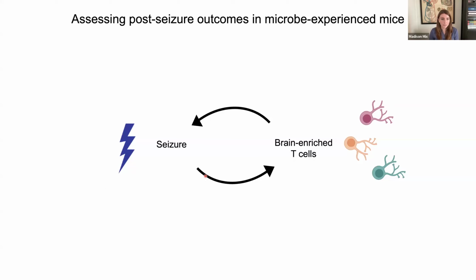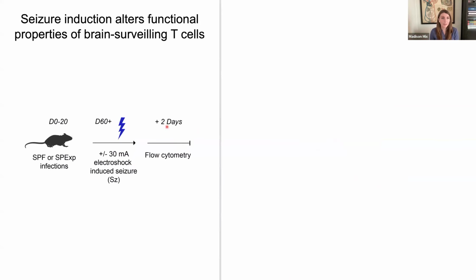How do seizures, when they happen in the brain, influence now these enriched T cells that are witnesses to whatever happens in this tissue? In parallel, we wanted to ask the question of, does being a microbe experienced host and having these T cells actually influence the manifestation of a seizure in the first place? And so first, we're going to tackle this first arrow.